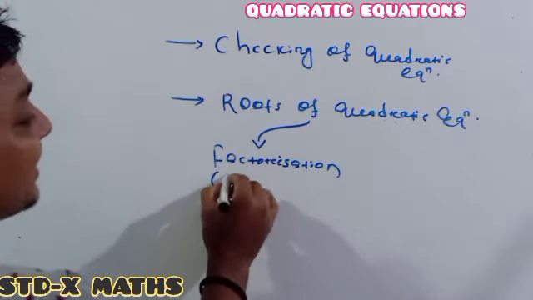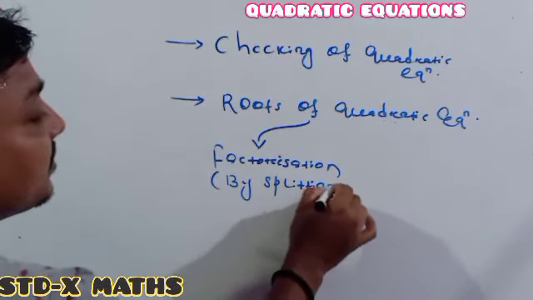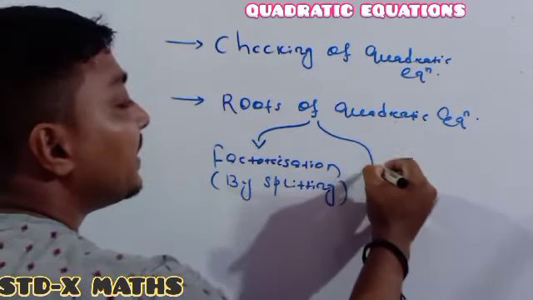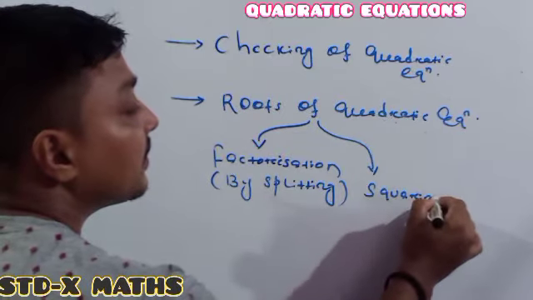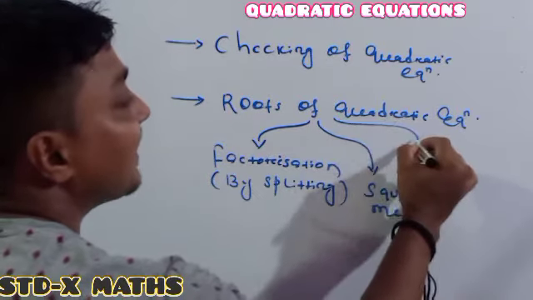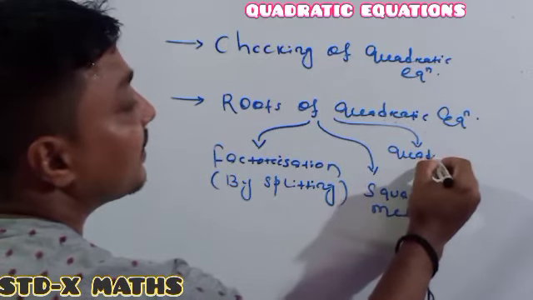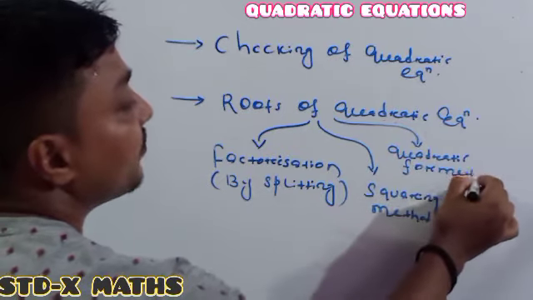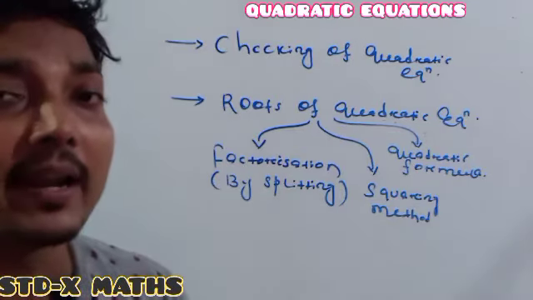But the factorization by splitting the middle term. Factorization by splitting. Okay. And the next formula will be our squaring method. And the next one, another method there is, the name of the method is our quadratic formula. So it means three formulae are there to find out the root of the quadratic equation.